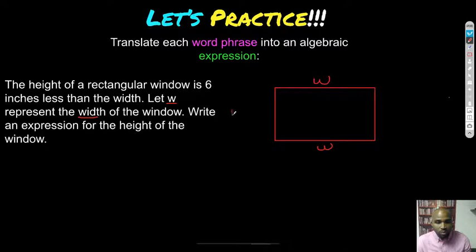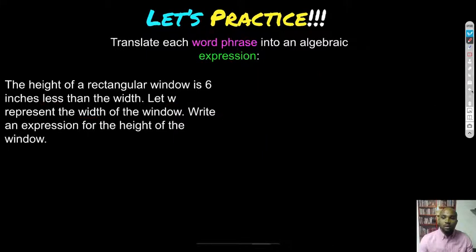So whatever the width is, what are we going to do to it? Well, it's 6 inches less, so we're going to take away 6. So now that's my height. My new height is going to be W minus 6, because if that's 10, now my height is 10 minus 6. Be careful to keep that in the right order, because the width was first, right? So whatever the width is, take away 6 more. So that's the way you want to think of that.